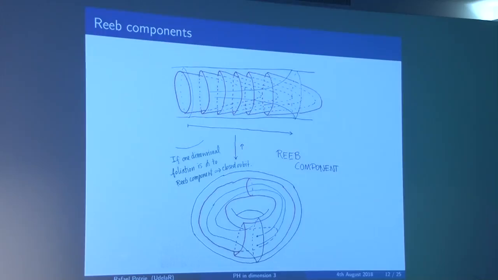And as I said, the one-dimensional foliations you have do not have closed orbits. This is a very good starting point, because Reeb components for foliations in three manifolds are kind of the analogous singularities for vector fields in surfaces. And so they give you the chance to get some information on the foliation if you know that they don't have Reeb components. Okay.